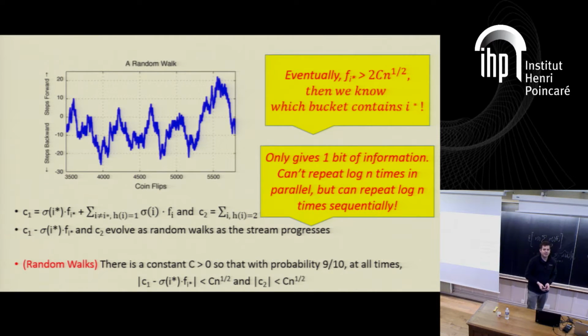But so far you spent log n bits of storage to learn this bit of information? That's right, yeah. We have 2 counters, and each one is represented with log n bits. When you say you can't repeat log n times in parallel, you mean efficiently? Yeah, that's what I mean. Suppose we were to repeat log n times in parallel, what would we get? We would get CountSketch, more or less. And that would be log squared n bits. So instead what we're going to do is repeat things sequentially.